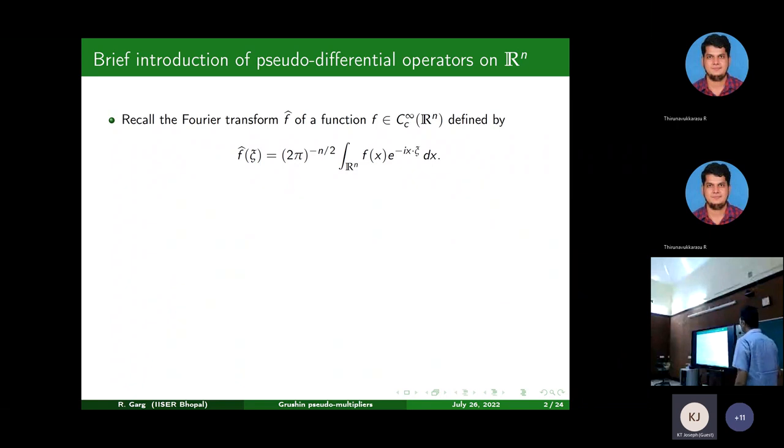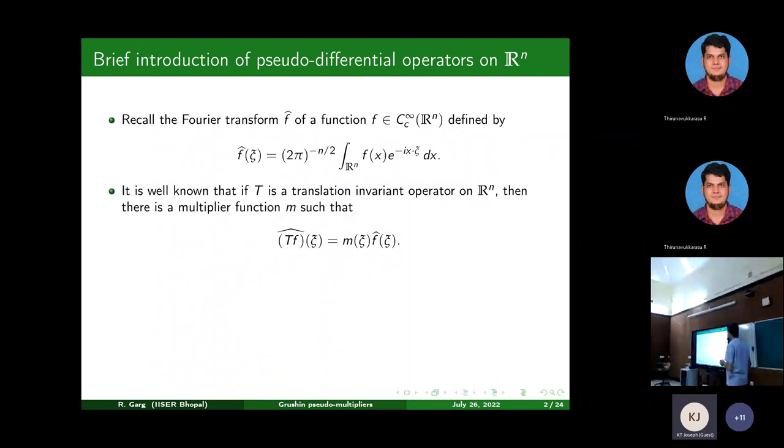So recall the definition: for a nice function f on Rn, we define its Fourier transform by this. And we know, this is classically known, that any operator which is translation invariant on Rn is actually given as a multiplier operator, and Joe Sarup spoke on multiplier operators in the morning.